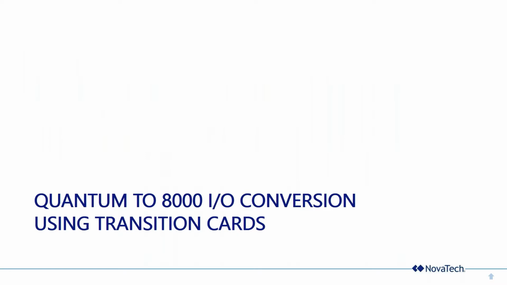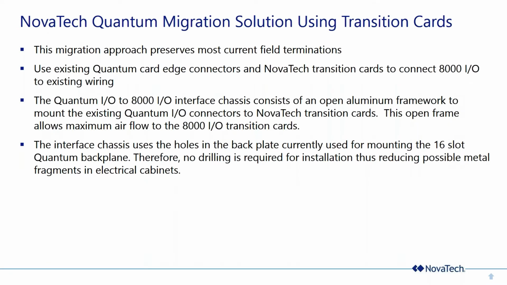So the second method of doing quantum I/O is using transition cards. This approach preserves most of the field termination because we do use the exact same quantum edge connector. We not only don't disconnect the field wiring, but we don't have to disconnect the edge connectors as well. So that saves a step that speeds up time in the plant.